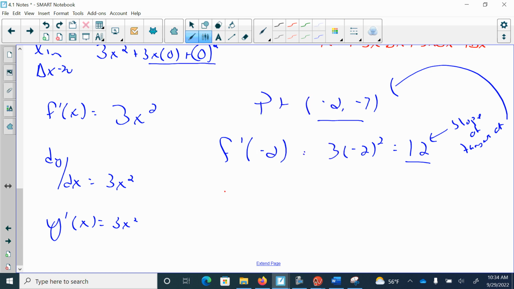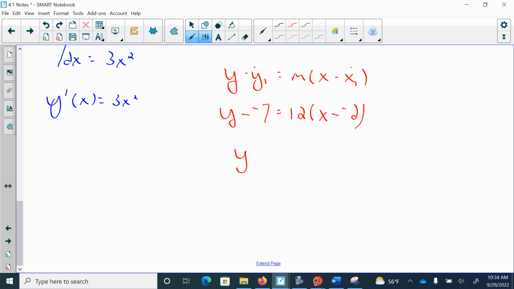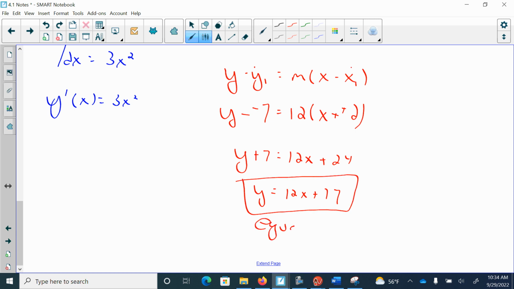Point slope says you take y minus y1 equals m times x minus x1. This y1 and x1 comes from this ordered pair. So I do y minus a negative 7 is equal to my slope, which is 12, times x minus a negative 2. If I do this, I have y plus 7 is equal to 12x plus 24. Subtract 7, I get y is equal to 12x plus 17. And that would be the equation of a tangent line at that point.